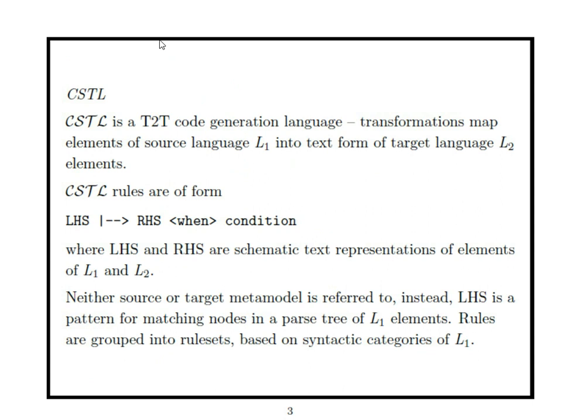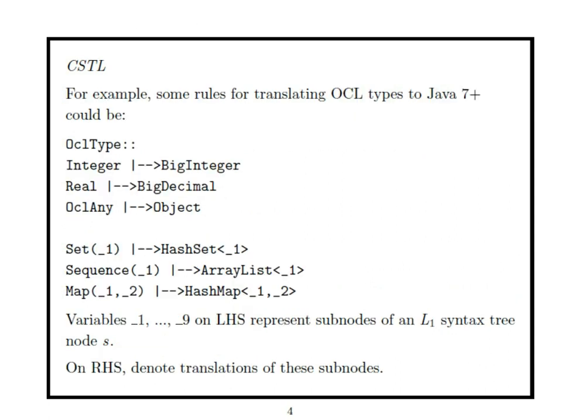And the rules we want are to be written in this text-to-text code generation language called CSTL, where we have translation rules which have a left-hand side that's in the source language text, and on the right-hand side that's in the target language text. And these are concrete text of the individual languages. And we may have conditions to say when a rule applies. Here we don't have source or target meta-models. Instead, the left-hand side is essentially a pattern matching nodes in a parse tree of the source language elements, so it's based very much on the grammar of the source language.